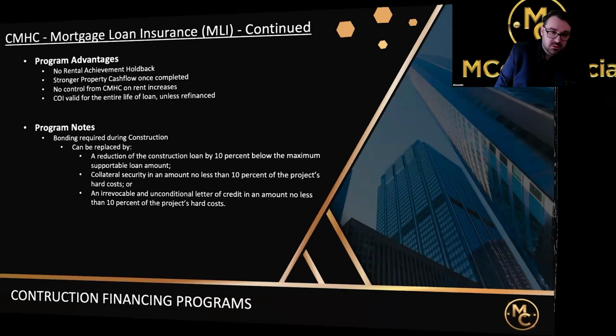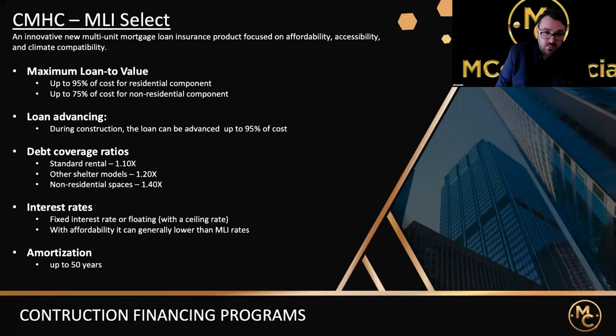The next program that CMHC has, and this is probably the most popular one, I think everybody has heard of this one, is the MLI Select. It's been now just under 3 years that it's been in place, and it's been very, very popular, like I said. Loan to value wise, you can go higher. You can get up to 95% of costs for the residential portion and 75% for the commercial. Loan advancing, you can get your entire 95% during construction. You're not going to hold back anything.